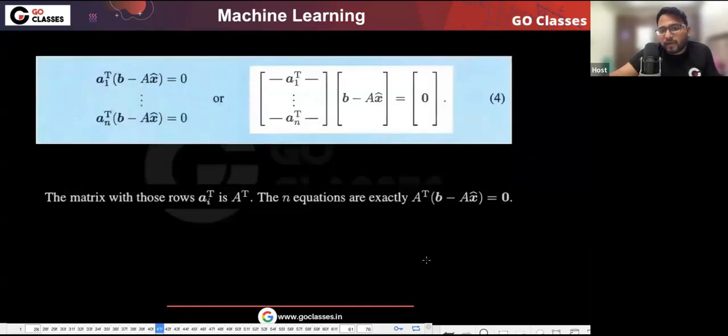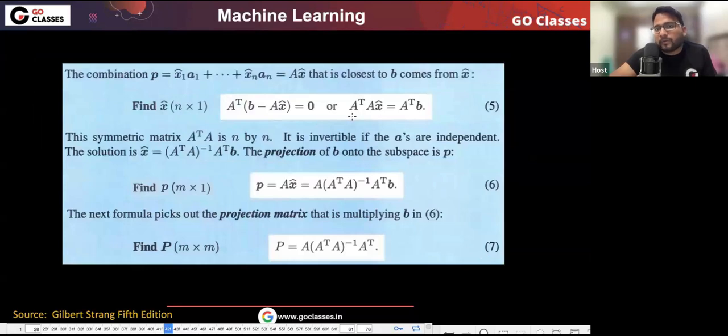So we have already gotten this equation, right? Now, A transpose A is always, by the way, a square matrix. You can check it. It is also a symmetric matrix, right? If A transpose A is invertible, then you can write x cap as: x cap will be (A transpose A) inverse into A transpose b. This is x cap.